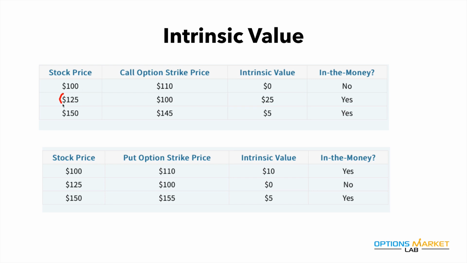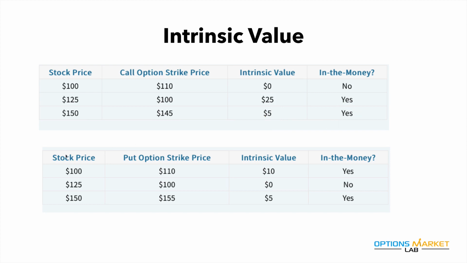If the stock price is $125 and the strike price we are looking at is $100, we take the stock price and we take out the strike price. And the difference is our intrinsic value. So 125 minus 100 gives us $25. And it is $25 in the money with intrinsic value. Stock trading at $150 and option strike price of $145. Once you take that number out, the difference of $5 is your intrinsic value, which is $5 in the money.